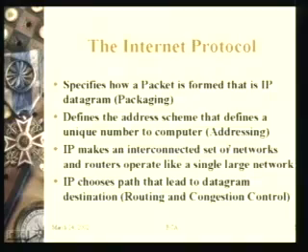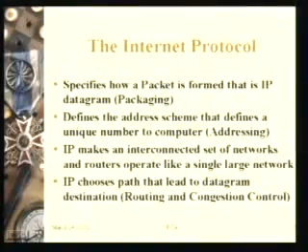You are sitting at a source. You want to pass information to a particular destination. Unique numbers are associated with it: 32-bit addresses, IP addresses. IP makes an interconnected set of networks and routers operate like a single large network, and that is what TCP/IP or your internet is. IP chooses paths that lead to the datagram destination, so it does a lot of activities as far as routing and congestion control are concerned.